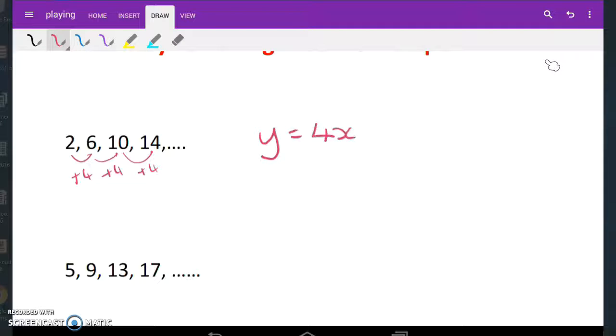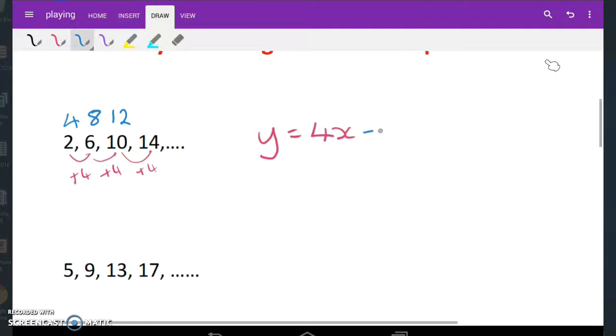Now if we just stopped at y equals 4x, that would be the 4 times tables, and our pattern would actually go 4, 8, 12. But we can see that the pattern is 2 less than that, 2 less, 2 less. So we have to subtract 2. So there's our equation, y equals 4x minus 2.